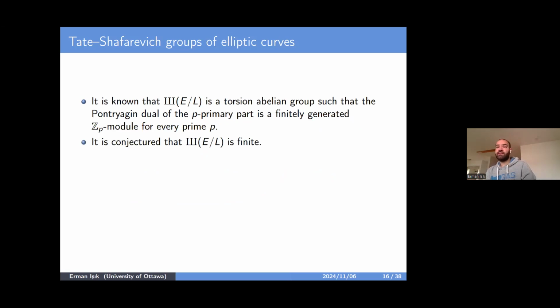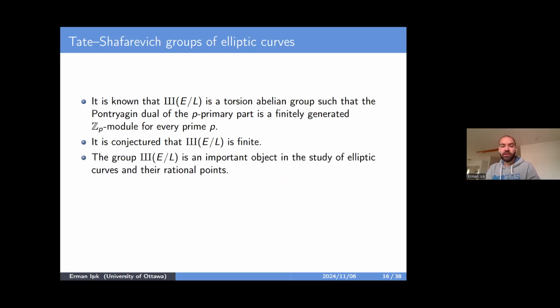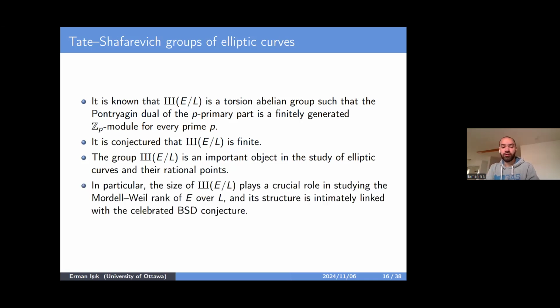Also, conjecturally it is finite, and it is an important tool to study the rational points of elliptic curves. Precisely, the size of it plays a crucial role in the study of the Mordell-Weil rank. Also, there is another version of the BSD conjecture that formulates the leading term in terms of certain objects, and the Tate-Shafarevich group also appears in this formula.